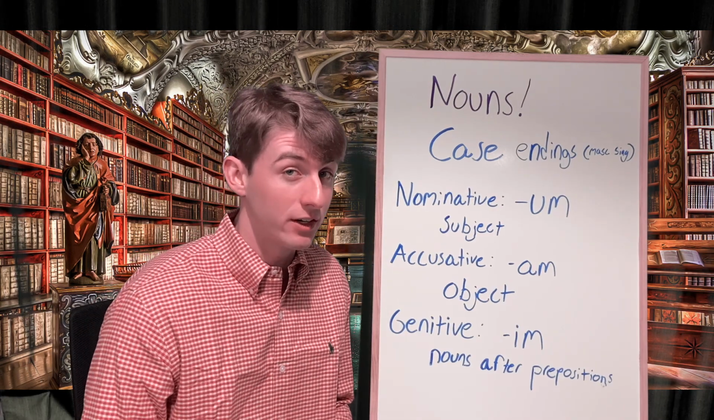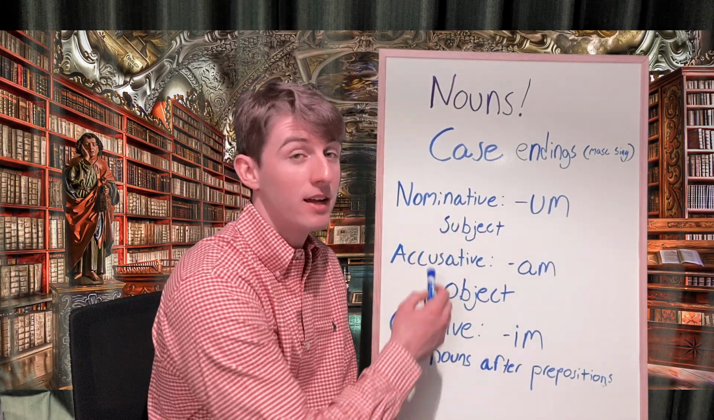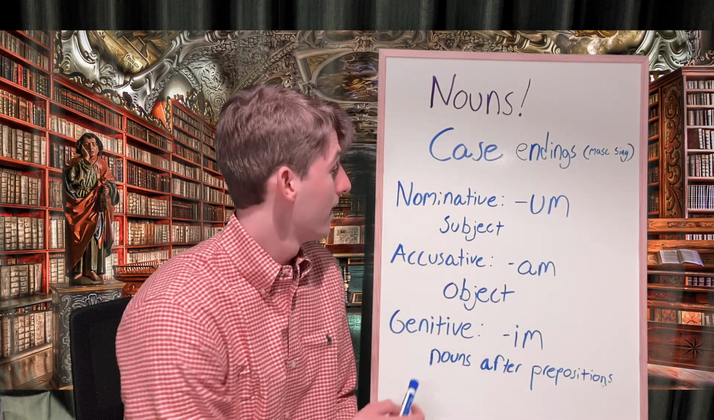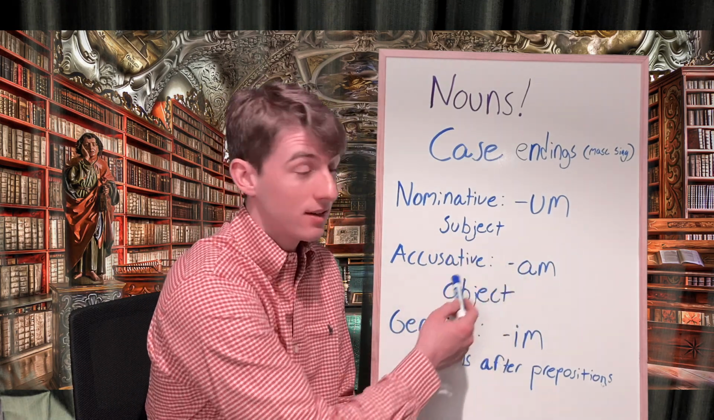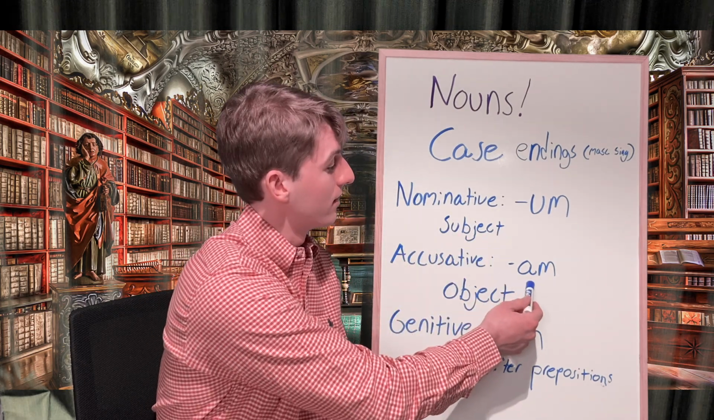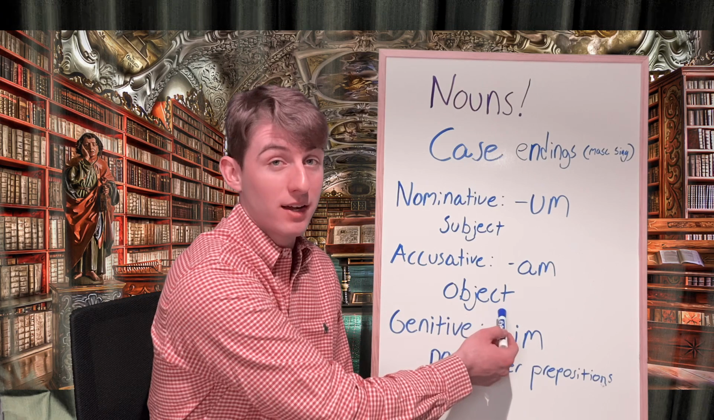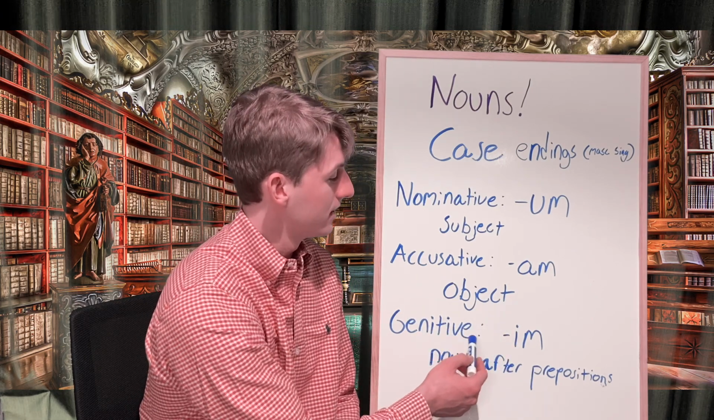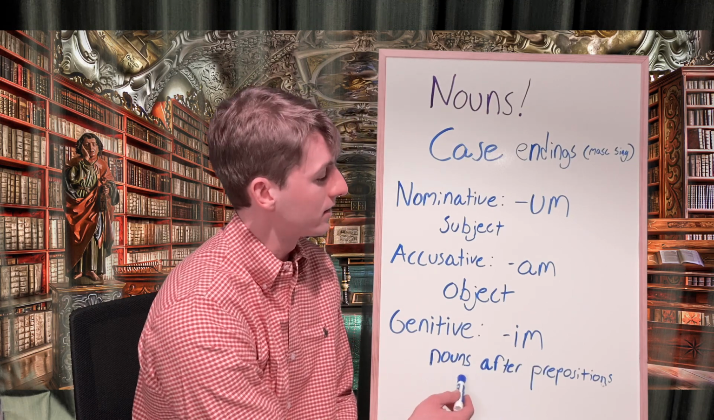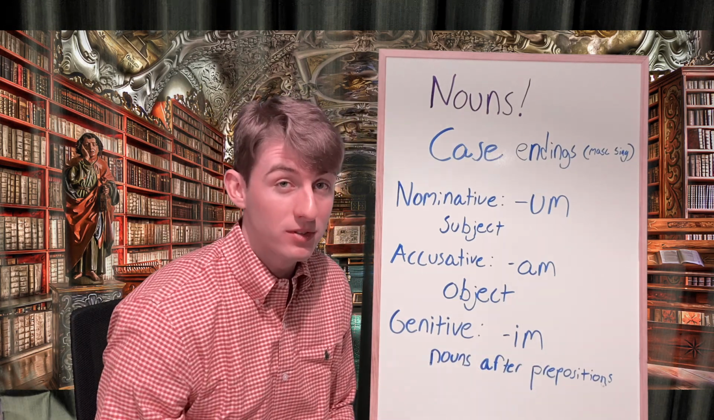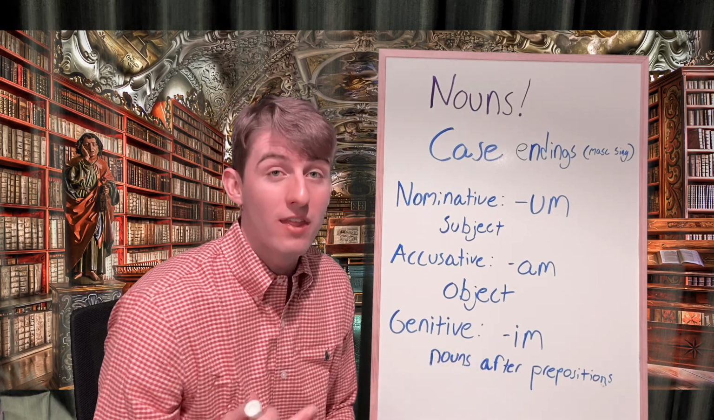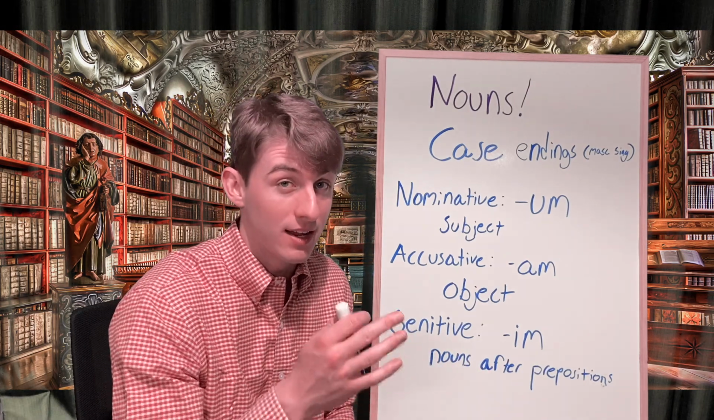For masculine singular nouns, the nominative case is written by adding um to the stem of the noun, which is going to indicate the subject. The accusative case is written adding am to the stem of the noun, which is going to show that this is the object. And the genitive case is written by adding im to the stem of the noun, and this is showing that the noun is coming after a preposition. So for example, if I was going to say in the house, I would put house in the genitive to show that that noun is related to the preposition in.